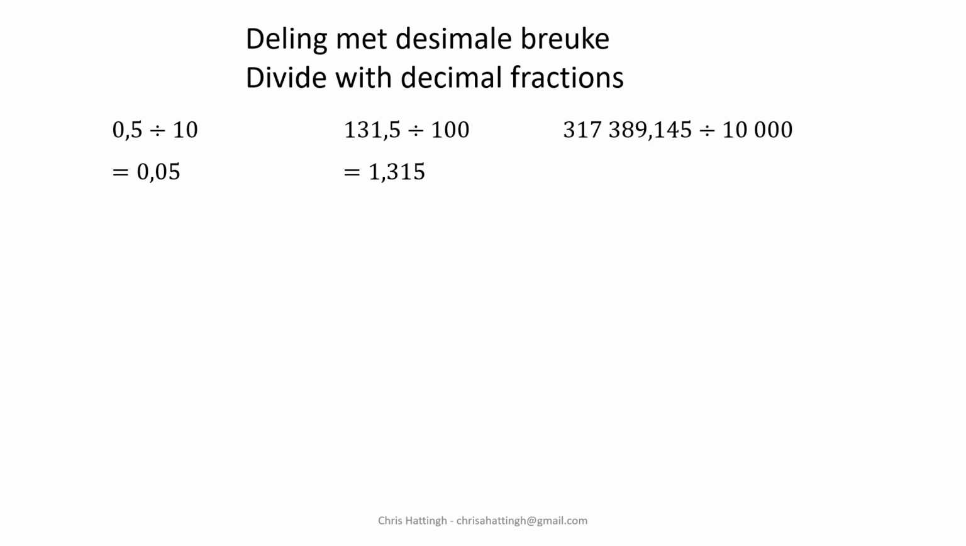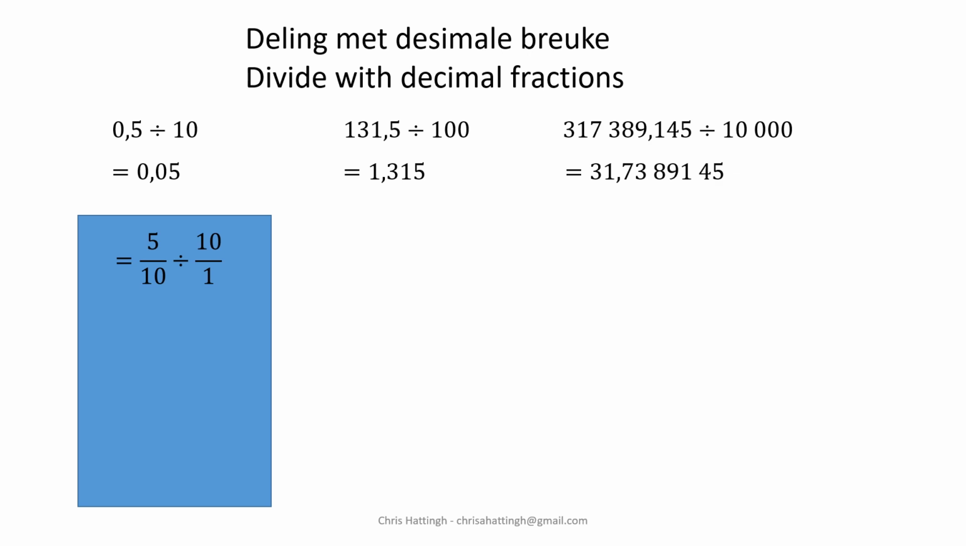It will be 1,315. Then if you divide by 10,000, you're moving the comma four places. So if you move it four places, it's going to be 31,7389145.